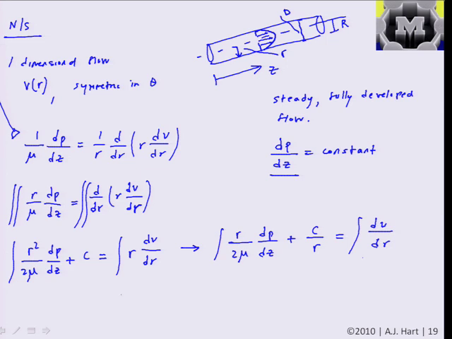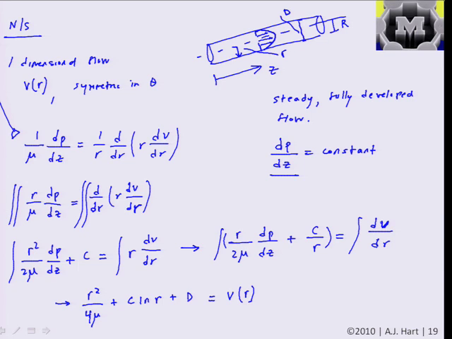And if we integrate this once more, we'll get now r squared divided by 4 mu dP dz plus our constant times the natural log of r, because the integral of 1 over r is the natural log of r, plus another constant d is equal to v, and it's v of r. I just had v up in the previous lines to save notation. So this says that our velocity profile as a function of r is this parabola, a function of r squared, plus c natural log of r plus d.